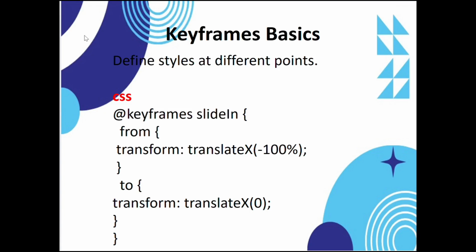Here is the example. Transform translateX(-100%), which means we are translating negatively along the x-axis, to translateX(0). We are rotating from -100% in the opposite direction to 0 degrees. It means it bounces up and down continuously, from left to right or top to bottom.